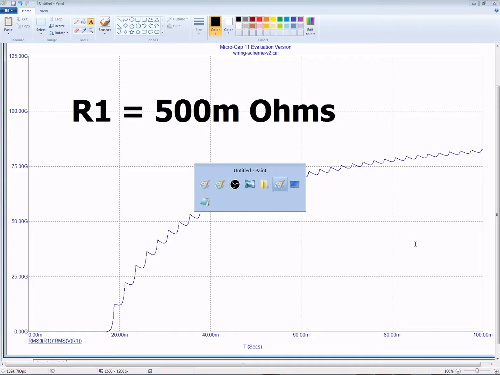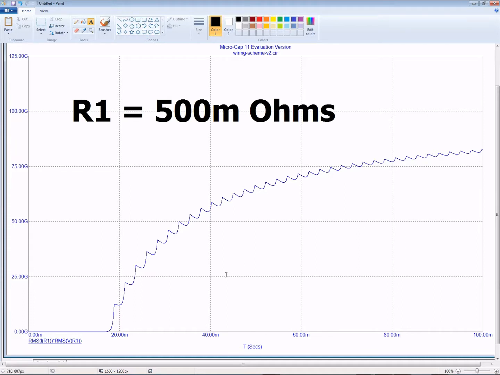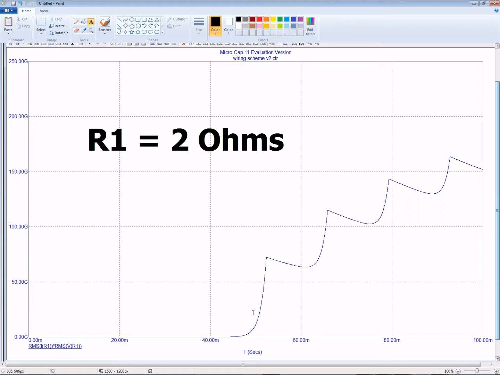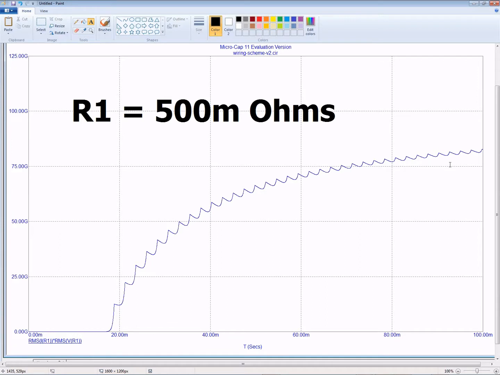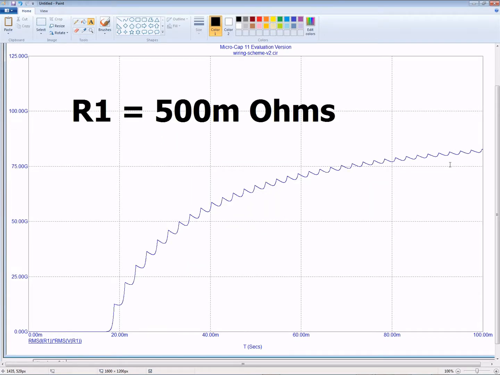And then we go to 2 ohms and it takes longer. Yeah, it takes longer. Here it starts firing in less than 20 milliseconds, but there it doesn't fire until after maybe 50 milliseconds. And there's a much wider gap between the firings of the spark gap. And we go higher, we're up to 150 gigawatts. Over at 1 ohm, we were at 120. So we raised it by 30 gigawatts.